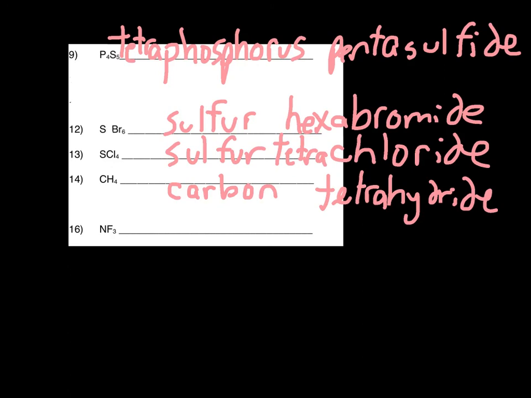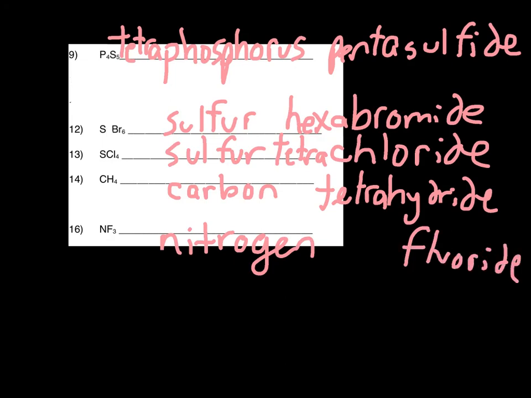Last, I've got a nitrogen, and then I've got a fluoride ion, the ide ending here. What is 3? It's tri. So I have nitrogen trifluoride. So again, to recap, tetraphosphorus pentasulfide, sulfur hexabromide, sulfur tetrachloride, carbon tetrahydride, nitrogen trifluoride. Hopefully that addresses any questions you might have about how to name covalent compounds. If you have any other questions, feel free to ask me in class.